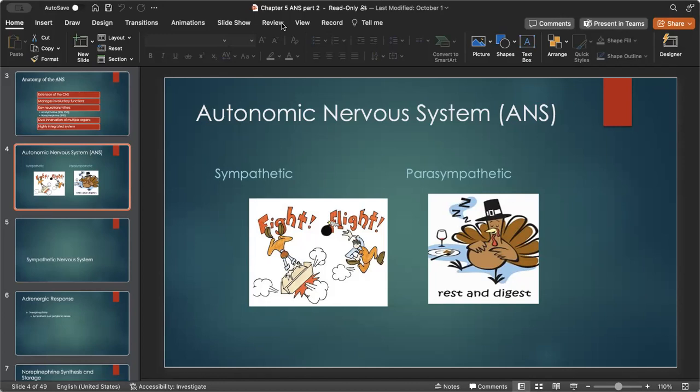But if you're running from somebody, you need your lungs to be bigger because you need that exchange of the gases so that you can get away from that person. So think about it: with sympathetic, you have the opening of the lungs, and in parasympathetic, you have the closing of the lungs. Another way of saying sympathetic nervous system is adrenergic, which is what the next class of drugs that we are going to be talking about works on.